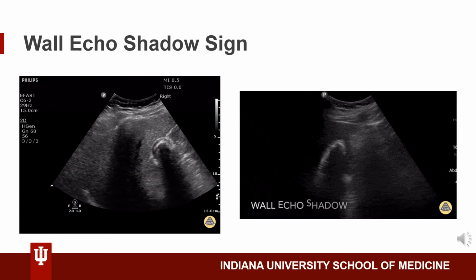Here we have something called the wall echo shadow sign. This is when the gallbladder is so full of stones that you can't even really visualize the full gallbladder. All you see is the bright white line of the stones and then a lot of shadowing. So this is a pretty extreme example of a lot of stones in a gallbladder.